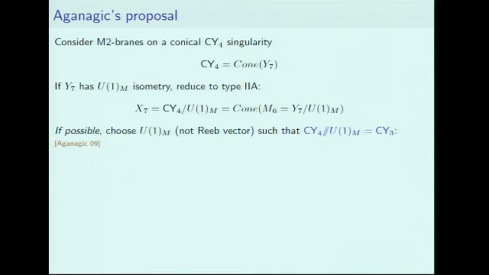And the proposal is the following. Suppose that we want to study M2-branes at a Calabi-Yau 4 singularity, which is a conical singularity, so it's a cone over some Sasaki-Einstein manifold Y7. Now suppose that Y7 has some isometry that we call U1M, then we can do the reduction to type 2A. So in type 2A we'll have some 7 manifold, which is the quotient of the Calabi-Yau 4 by this U1.